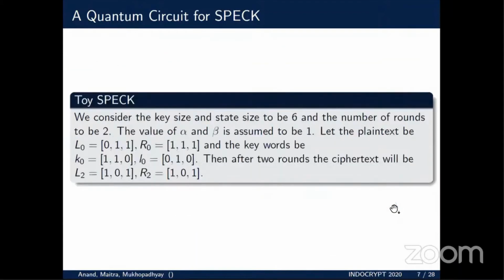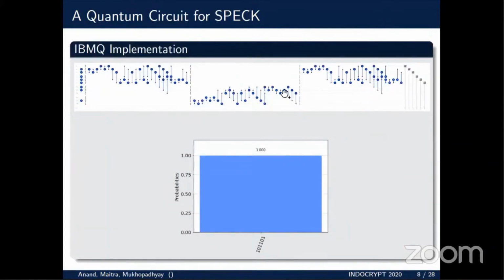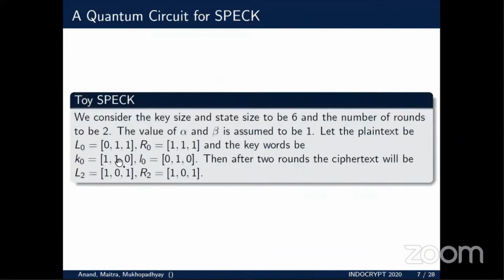We use this in our toy SPECK, which has state size 6, and alpha and beta are assumed to be 1. And we find that this is the circuit which was obtained in IBM Q. And this was the result 101, which is actually the result that we needed here. If you can see, L2, R2 is 101 and 101.